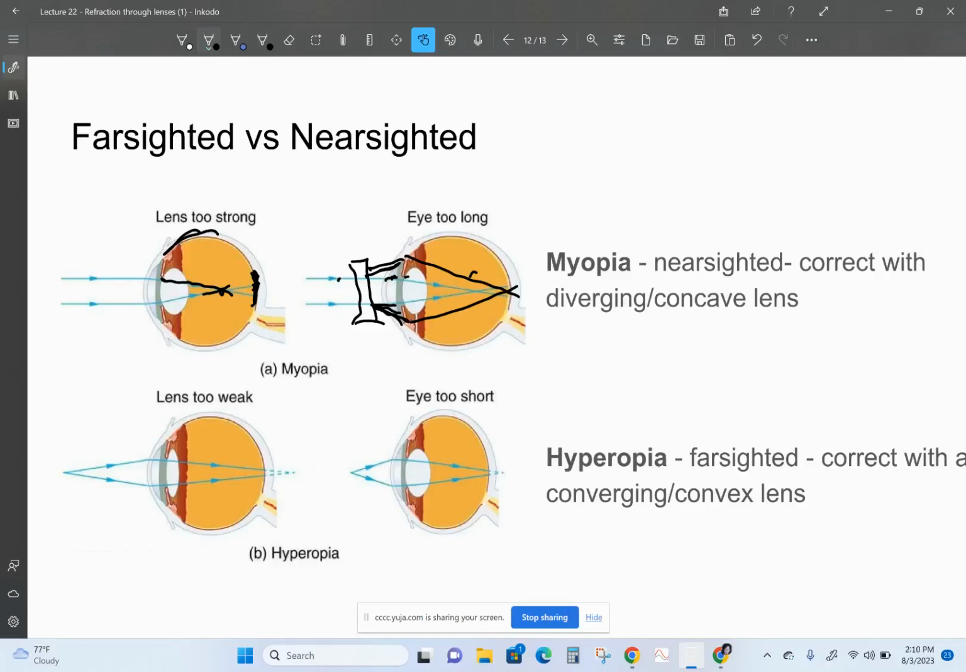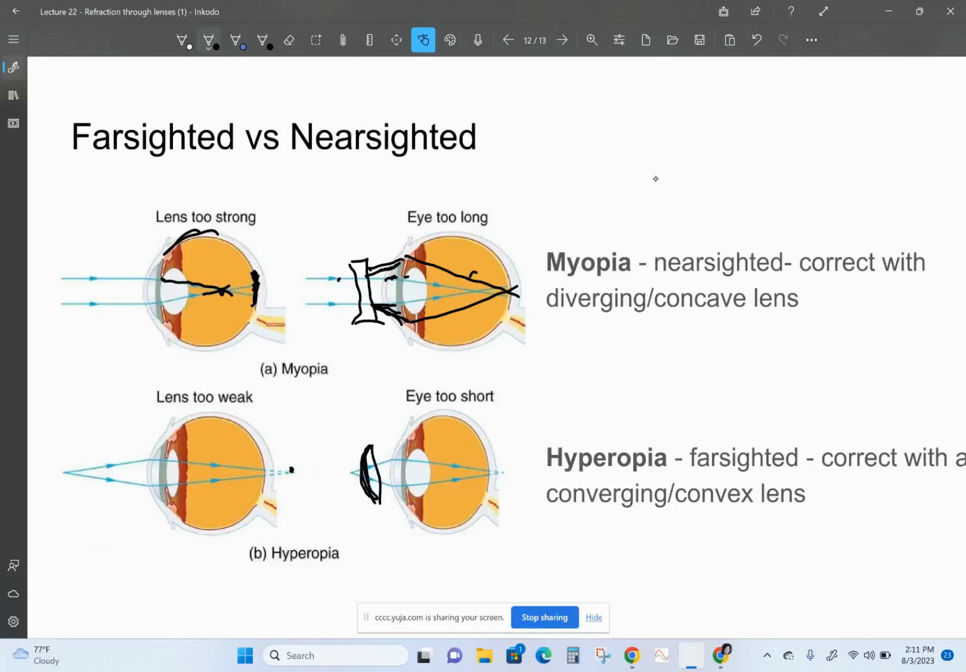So hyperopia, which is being farsighted, means the exact opposite. Your lens is too weak or your eye is too short to see things that are near to you. So when you try to look at something near to you, it's focusing behind the retina. So what we want to do is converge it earlier, and so we're going to use a convex lens to converge it.